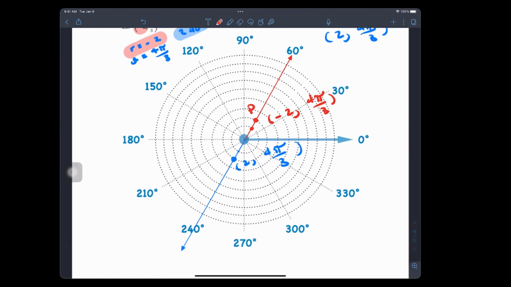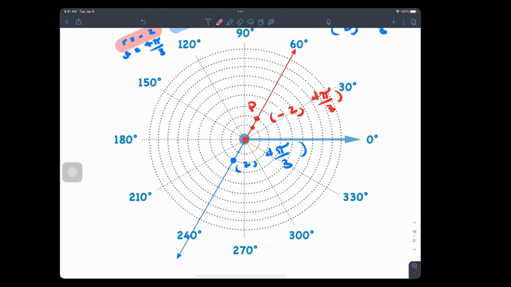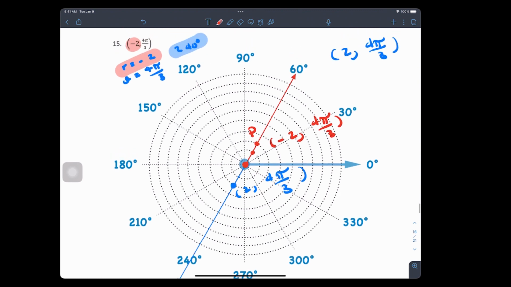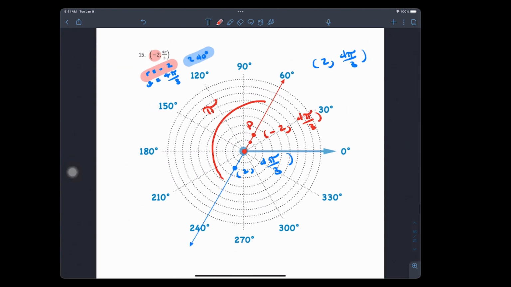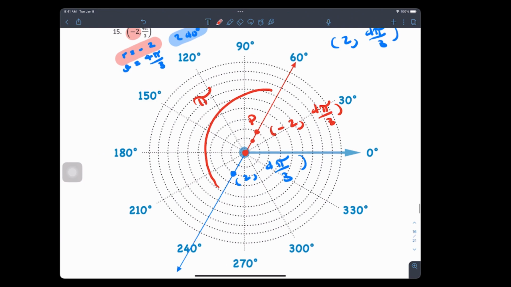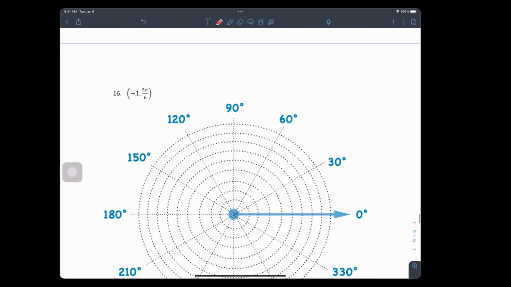So it must be always opposite the pole here. And like I said, this is really pi, 180. That's what opposite the pole would be. And then, ladies and gentlemen, you might say, well, what happens if they give us a negative radius?